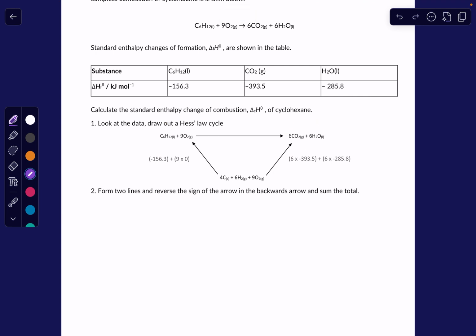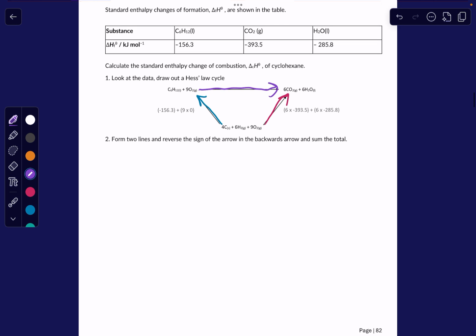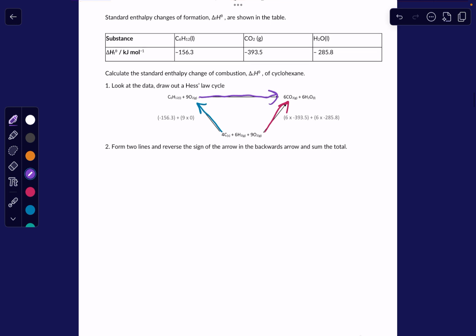Do I have combustion data to work that arrow out? No, I don't. So I need to do something else. Let's draw our arrows in. Let's stick with the same colors. Got our blue arrow over here and got our red arrow over here. And the purple arrow I'll keep here at the top. You can see I've already done some of the maths on screen, so there's no stress there. What we need to do is determine the value of that purple arrow.